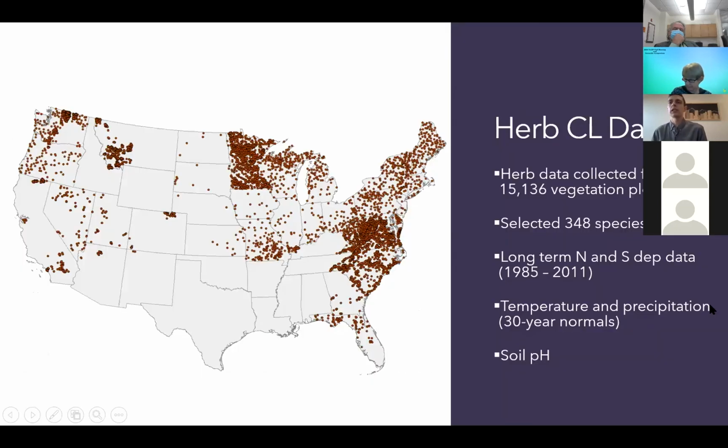So just taking a closer look at the input data that they used, because this study is what we're basing our application of the critical loads on. They used roughly 15,000 vegetation plots, which are mapped on the left there. And from those plots, they selected 348 species that had enough data to create the probability of occurrence models, and were able to create critical loads for roughly 200 of those species. And as I mentioned, they used nitrogen and sulfur deposition data, looking at the long term from 1985 to 2011. And they also used 30-year normal temperature and precipitation data, along with soil pH from the USDA.